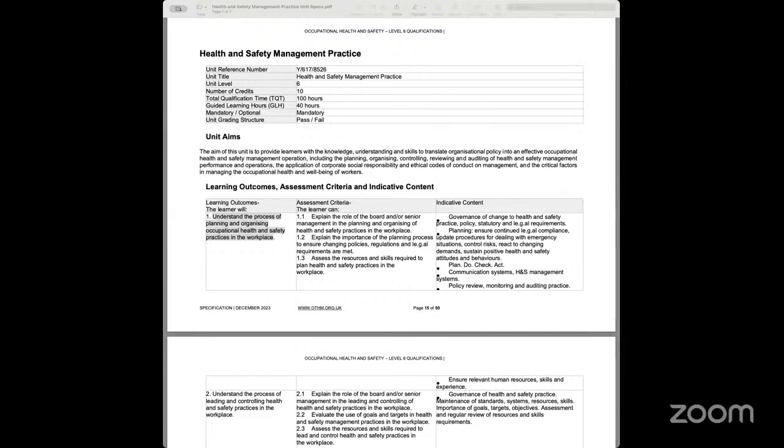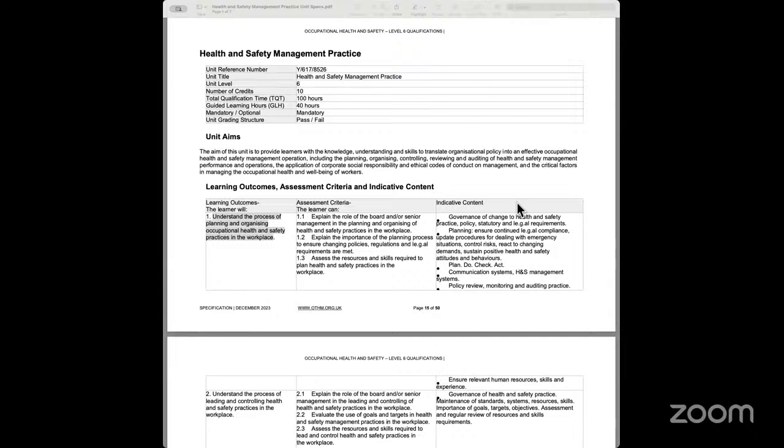Okay, so let's start off. A couple of things that we want to look at specifically in the case of this particular unit. You're doing the level 6 diploma in occupational health and safety, and there are overall, I think, 6 units that we'll be looking at covering. We are starting off with the first unit, which is health and safety management practice.